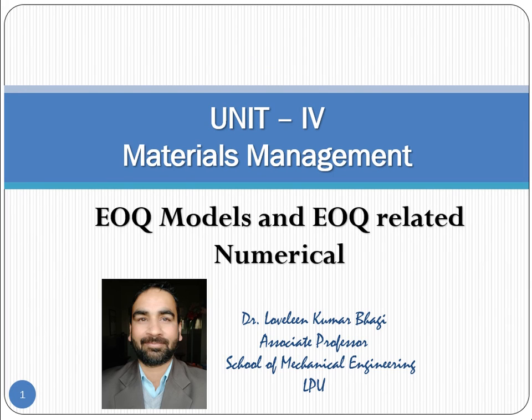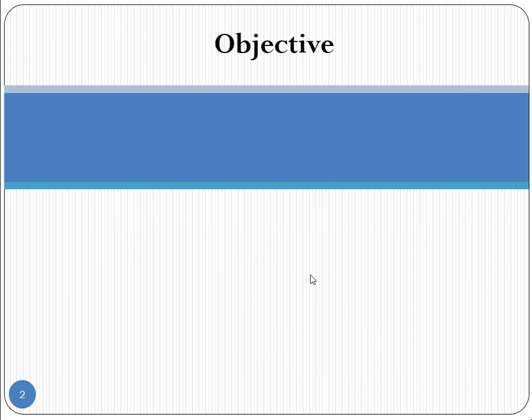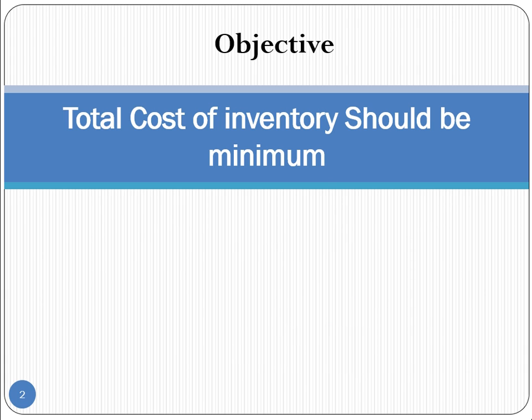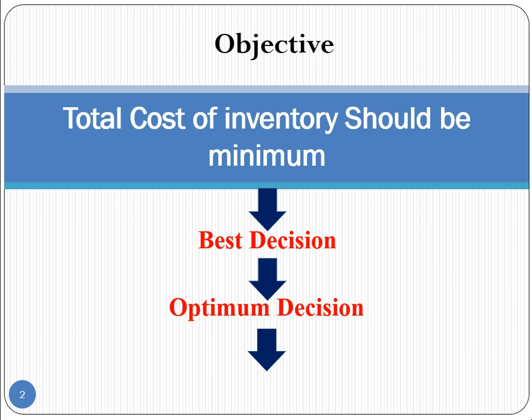Myself Dr. Lavleen Kumar Bhagi, and today I'm going to discuss the various economic order quantity models, and also various numericals and how we can solve the numericals for the models. The foremost important thing in all the models is that we want the total cost of inventory minimum. And how to do this? We take the best decision, the optimal decision.